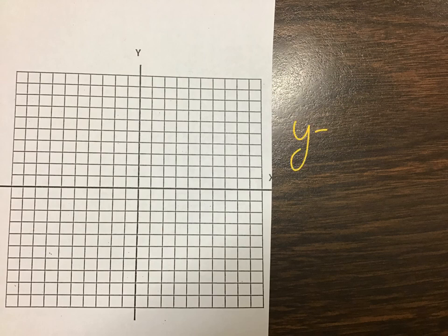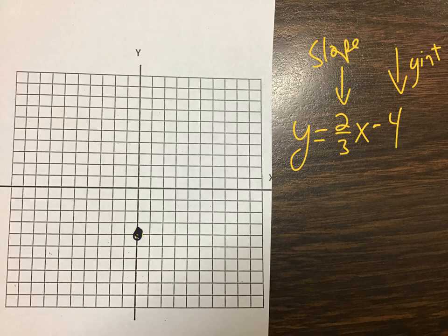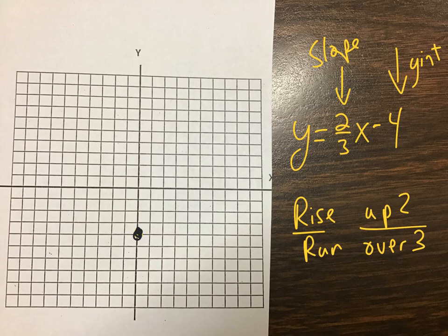Let's say I got 2/3 x minus 4. Well, isn't this our y-intercept? You bet it is. So we're going to go to -4 right there. Okay, now, we said that this was our slope, right? And we said that slope was rise over run. So we're supposed to rise 2, up 2, and then we're going to go over 3.